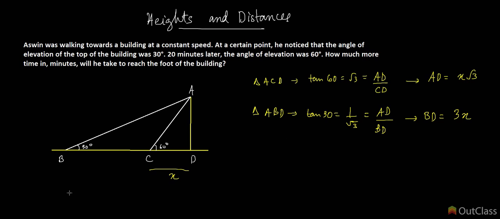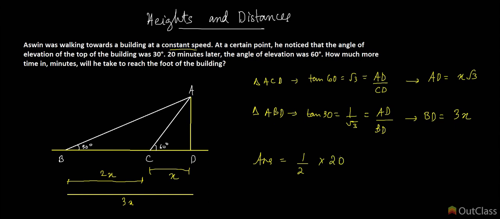So this is 3X. So then clearly the distance he has already walked is 2X, and it is double the distance that he needs to walk further. So the distance left is half of the distance he has already walked, and the time that will be taken will also be half because he's going at a constant speed. So your required answer is 1 by 2 of the 20 minutes that he has already walked. You will get 10 minutes.